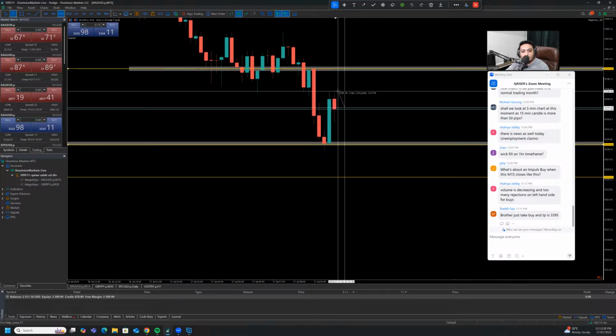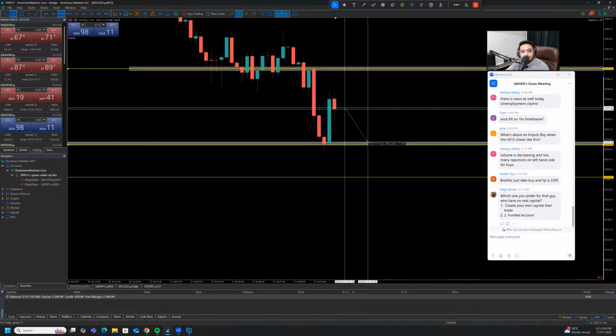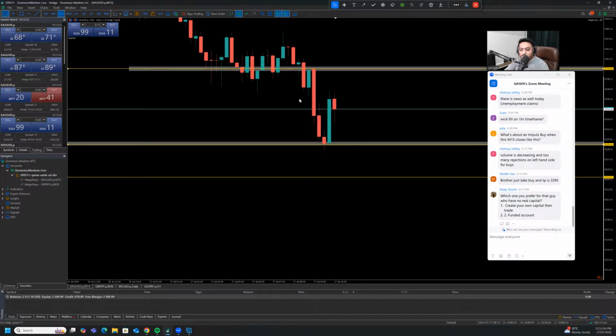I just need to hold on to this trade actually. Let's see. There's 1.5 minutes left for the candle to close.